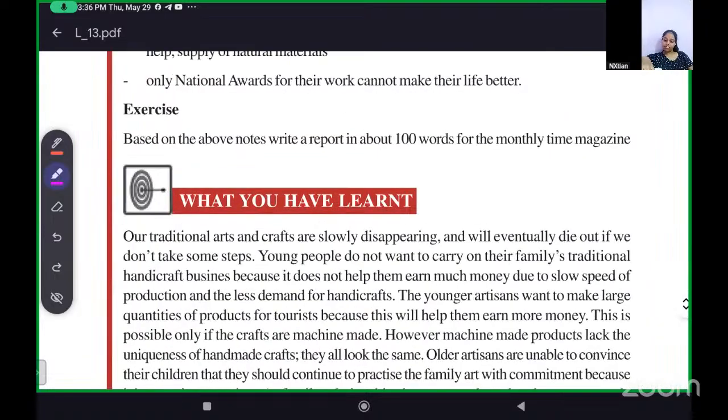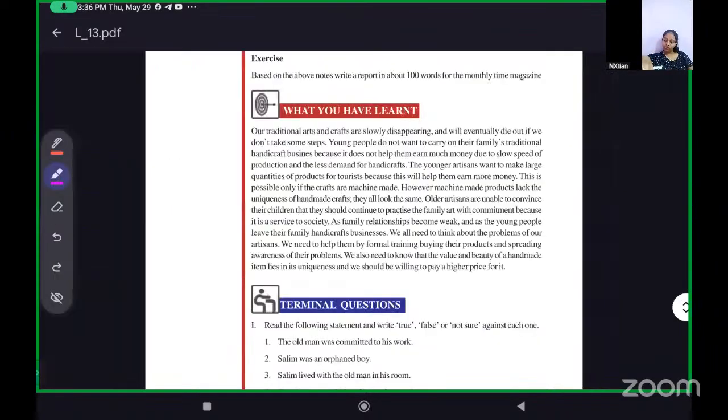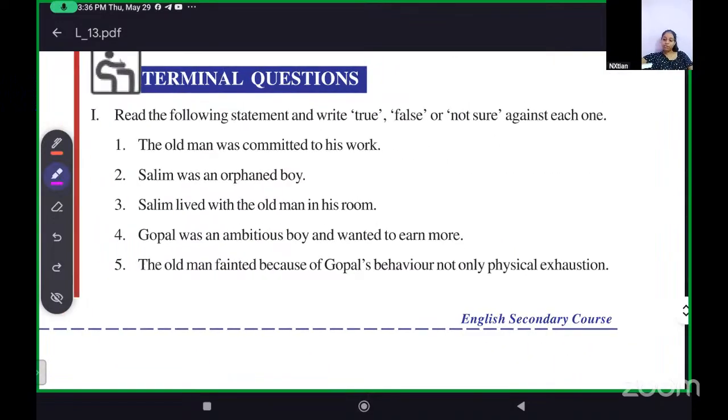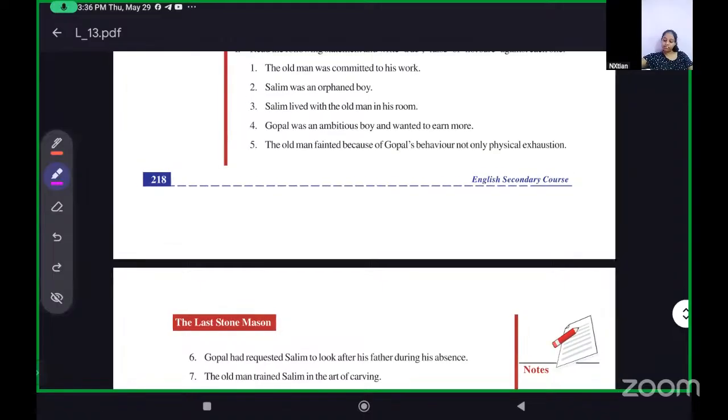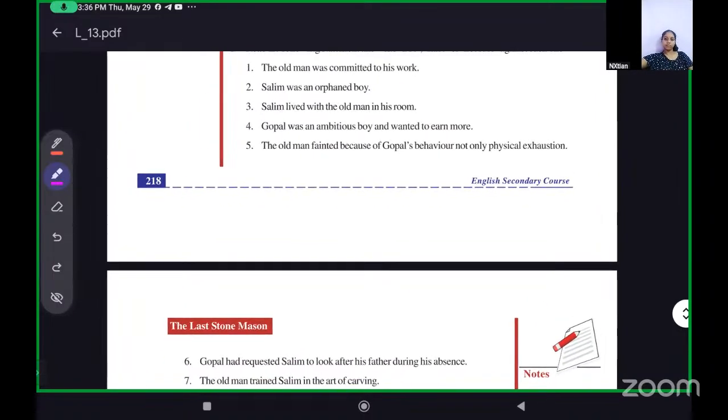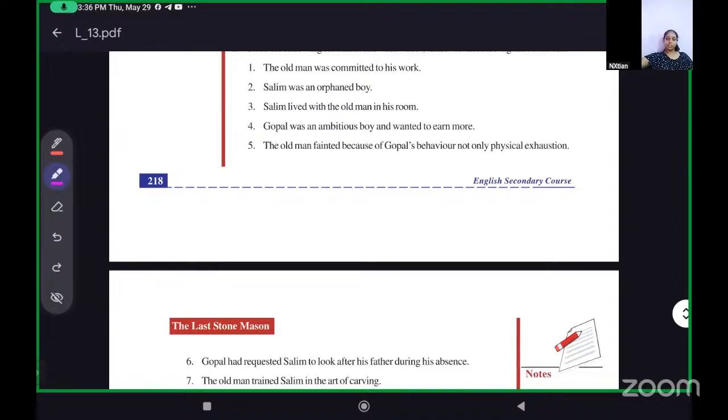Terminal questions. True or false? Can you do the true or false? Or not sure? True, false, or not sure? For the following sentence. First one, the old man is committed to his work. Ma'am, true. True. Second one, Salim was an orphan boy.